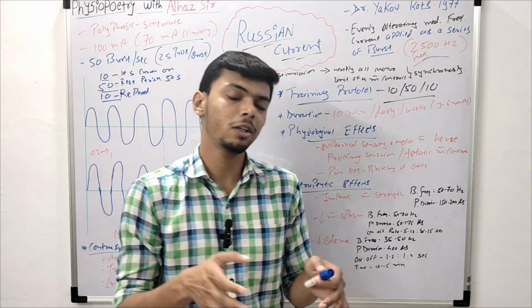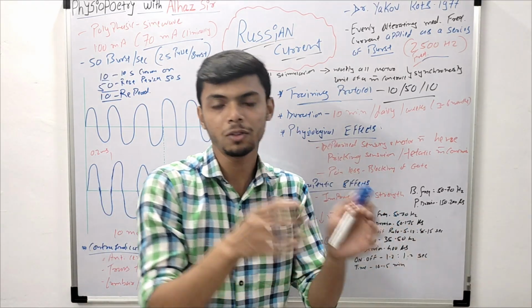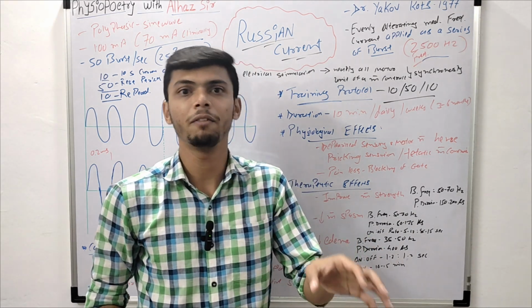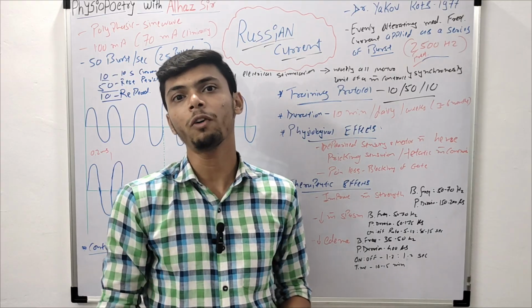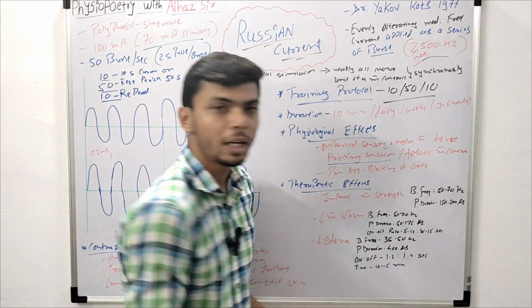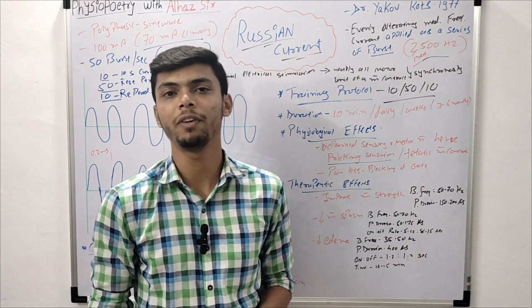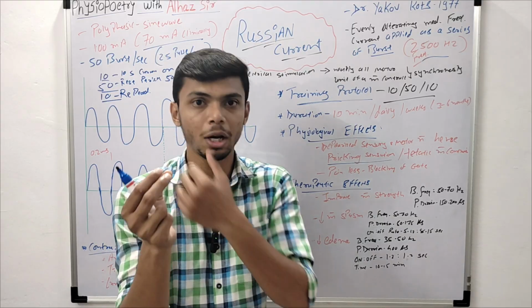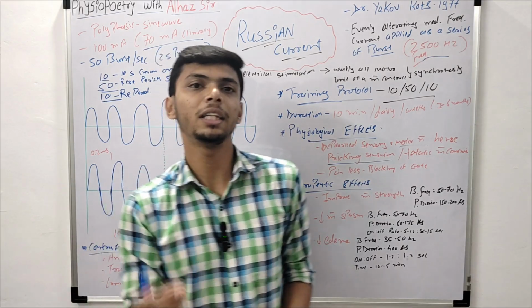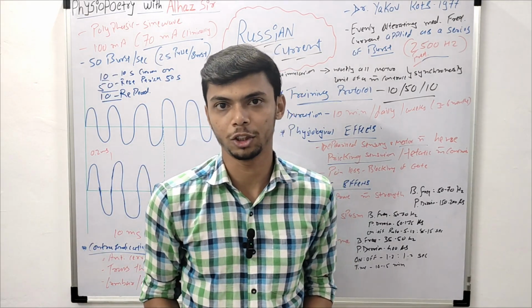So the Russian current gives effect on both sensory nerves and motor neurons. When we give stimulation to sensory neurons, what will happen? It will give you a sensation of pricking. You will feel the sensation that something is pricking you. And on motor nerves, it gives a tetanic contraction type of sensation.